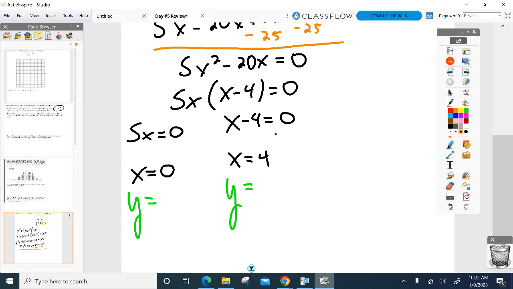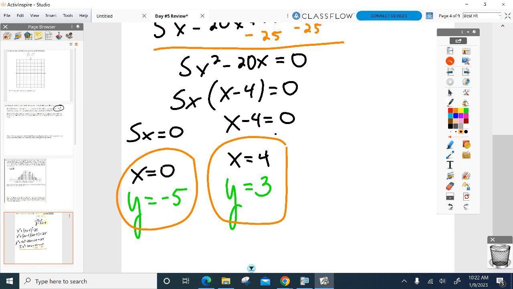When x is equal to 0, you'll get negative 5 for y, good. And did you do 4, Tim? Yeah. What'd you get for y? 3. Yep, there you go. I need both answers for full credit. 4 points out of 4 points. 4 and 3, 0, negative 5. When I solve a system.